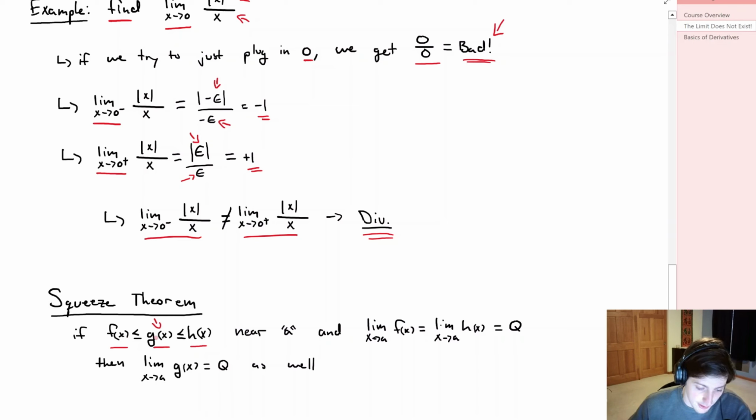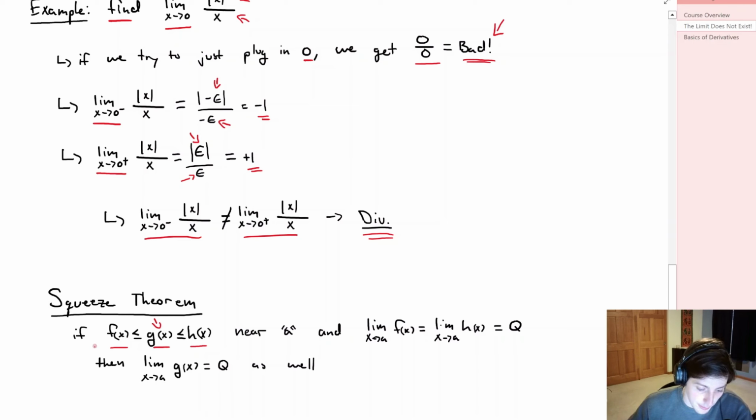So if g of x is greater than or equal to some f of x function, but less than or equal to some h of x function, near the value that we want to plug in for the limit, and we can take the limit of f and h, and if those are equal to some value, let's call it q, well then the limit of g is also equal to q as x approaches a, because g is squeezed between these two functions.